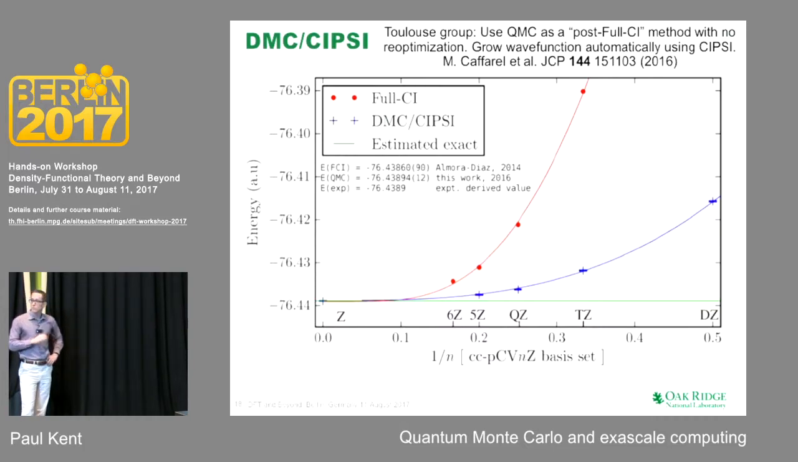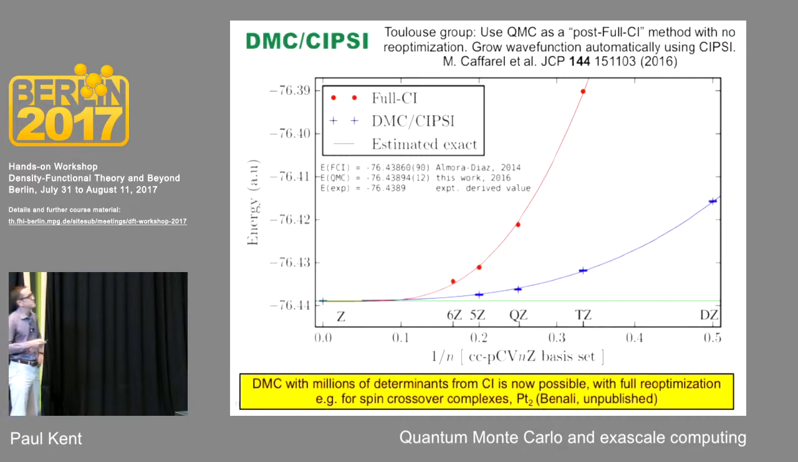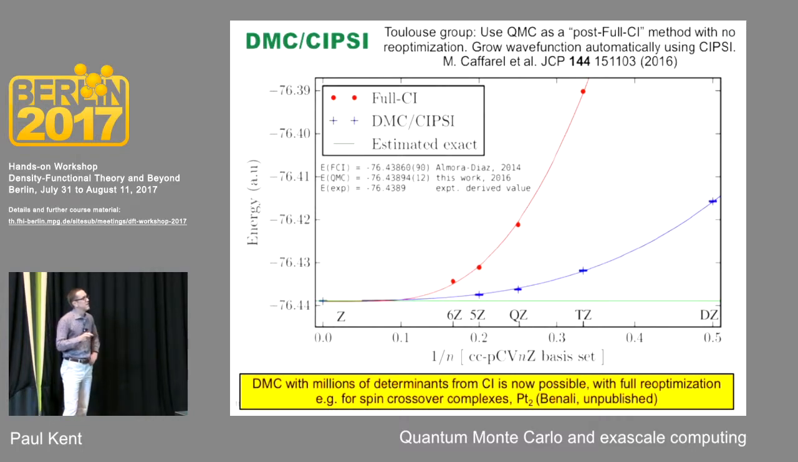If you do diffusion Monte Carlo on top, you see that you're immediately lower in energy, right? And in fact, done here, this actually extrapolates to what I think is still the best energy that's been computed for the water dimer. So this is actually very recent work. It's pretty exciting. And several groups, including us, are now running diffusion Monte Carlo with millions of determinants.